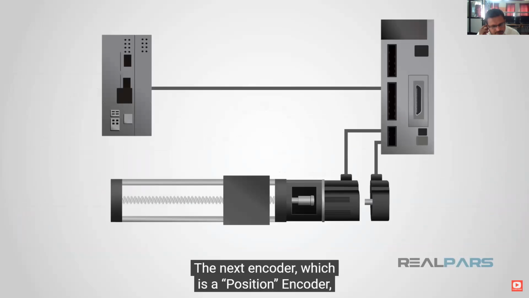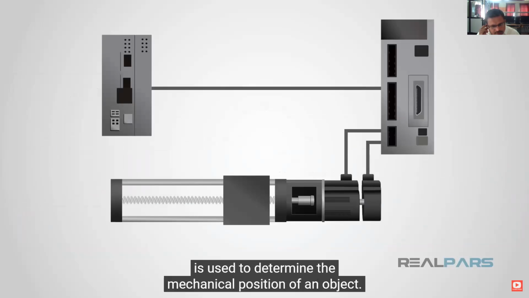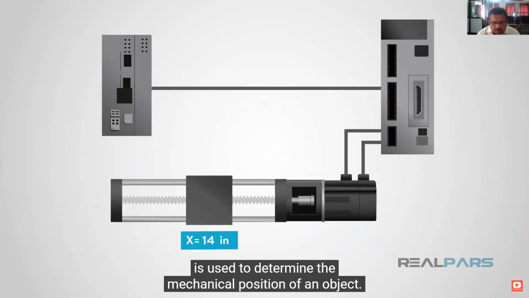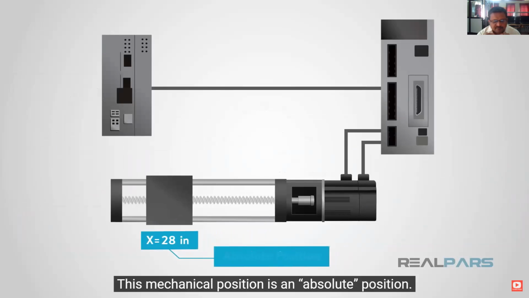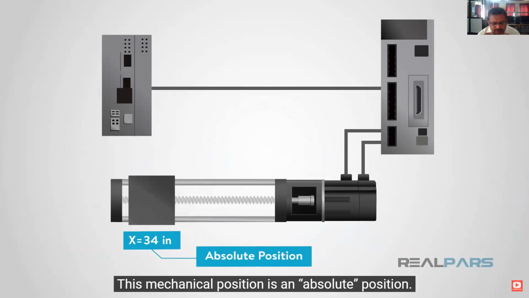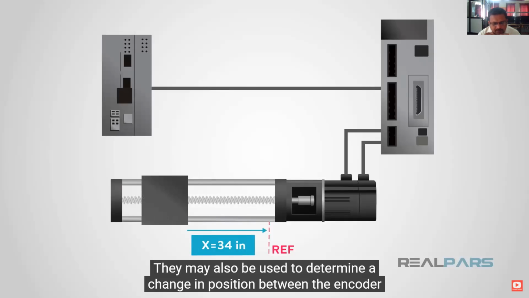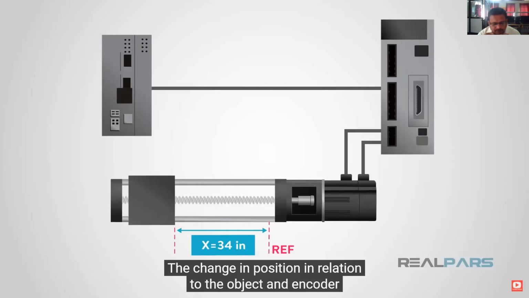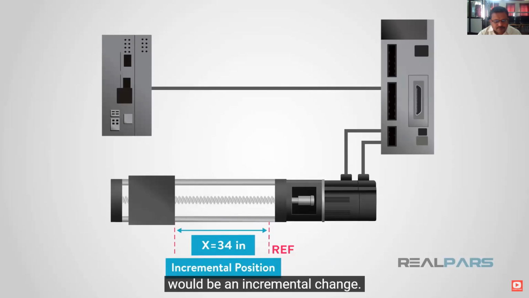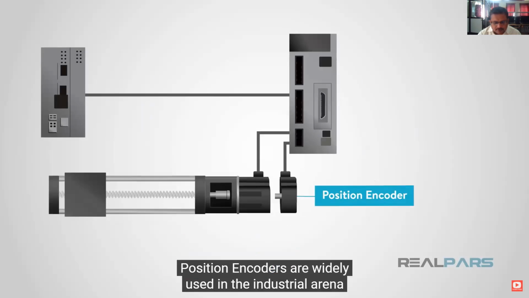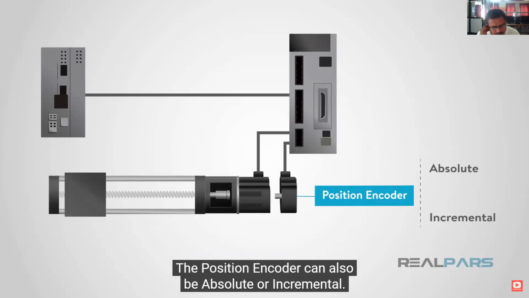The next encoder, which is a position encoder, is used to determine the mechanical position of an object. This mechanical position is an absolute position. They may also be used to determine a change in position between the encoder and object as well. The change in position in relation to the object and encoder would be an incremental change. Position encoders are widely used in the industrial arena for sensing the position of tooling and multi-axis positioning. The position encoder can also be absolute or incremental.